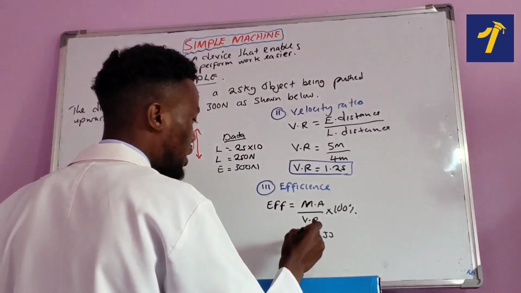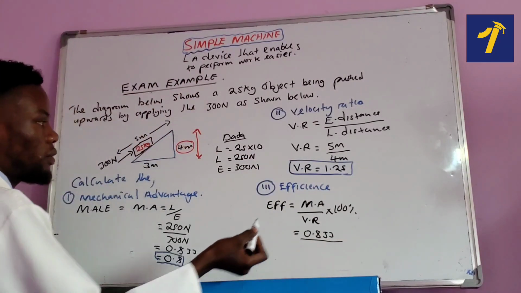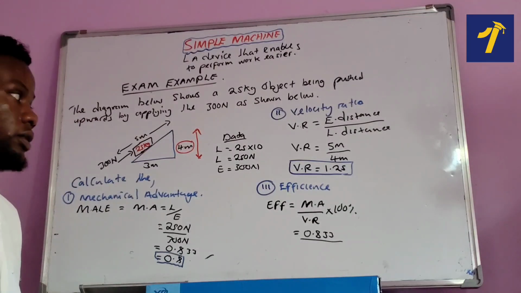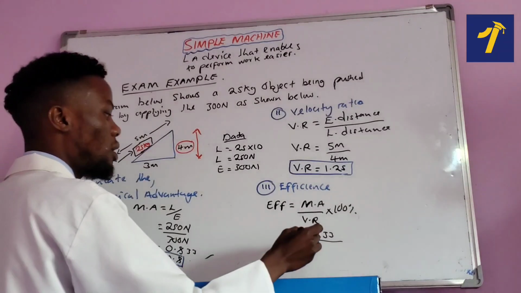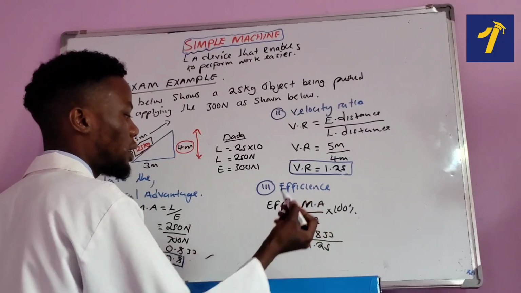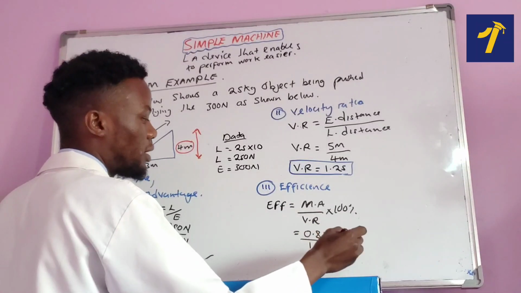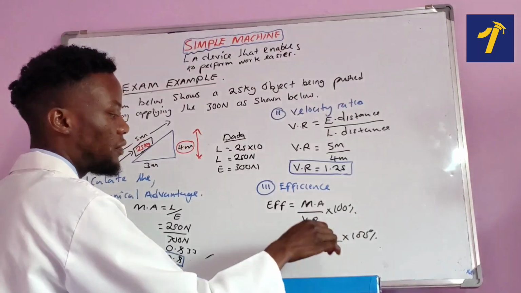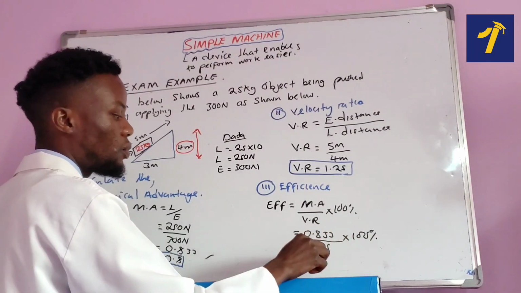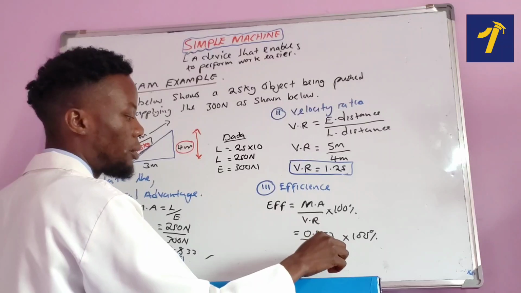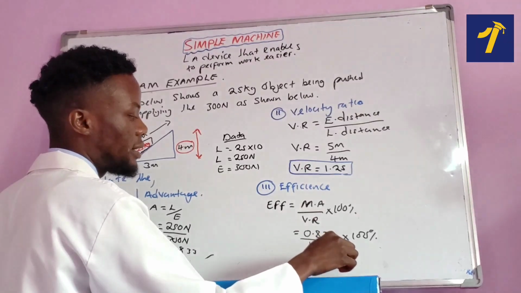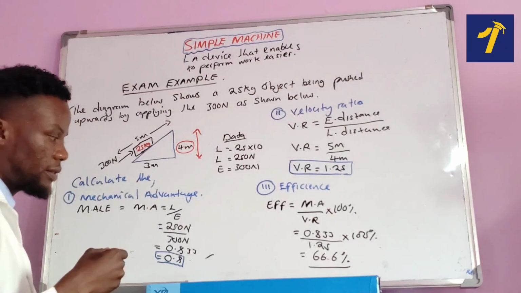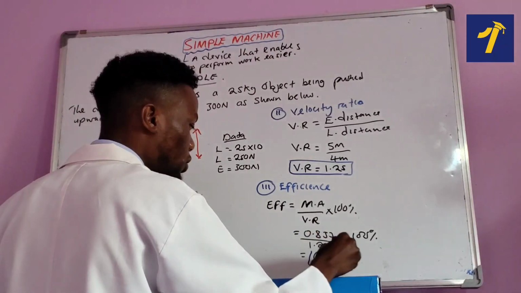Then divided by velocity ratio. What was our velocity ratio? Which is 1.25, and we didn't round it off. So you say over 1.25. If you simply divide this one, then multiply by 100, you are going to have 66.6%. So that is the final answer for efficiency.